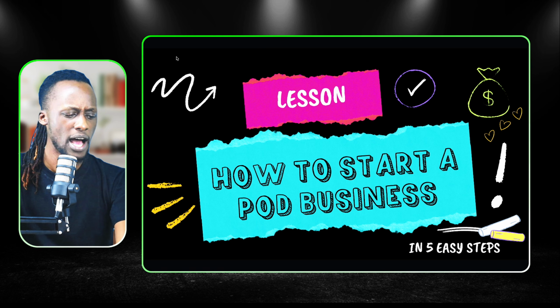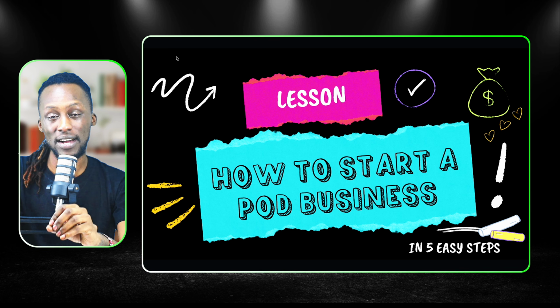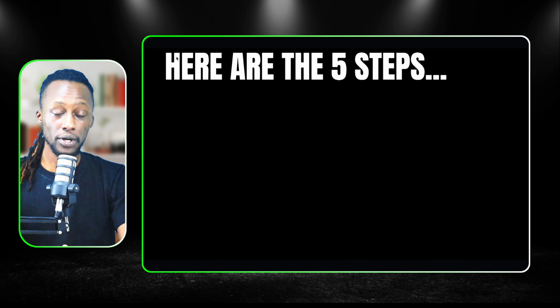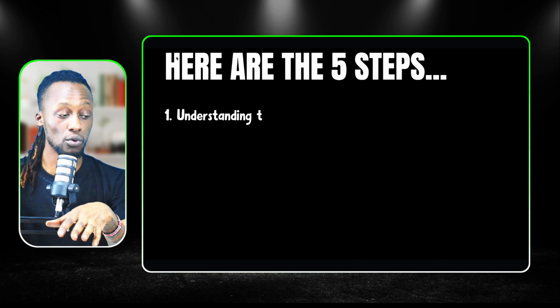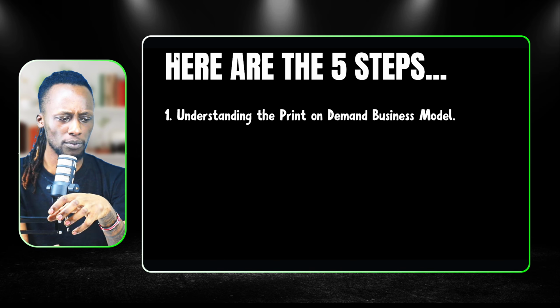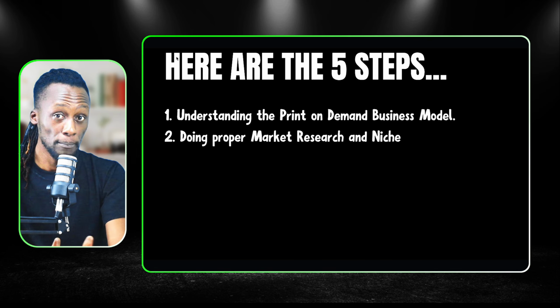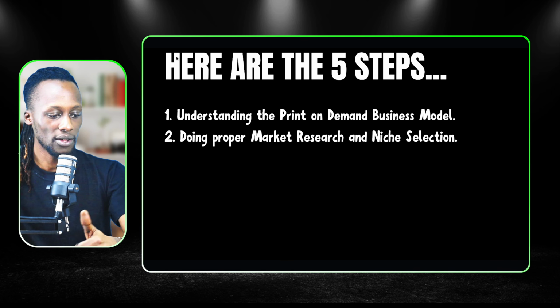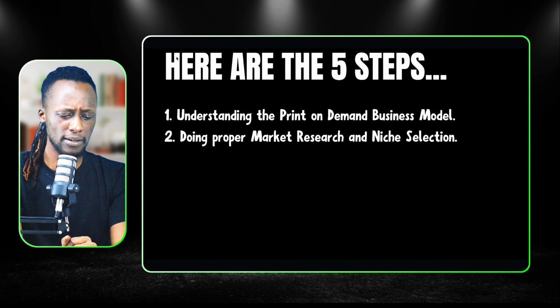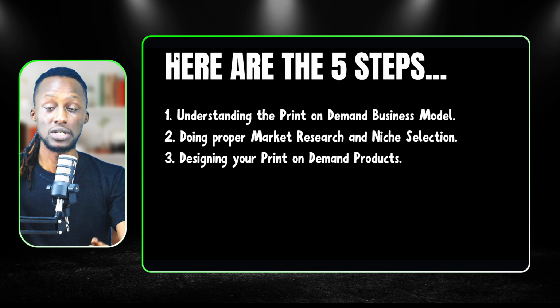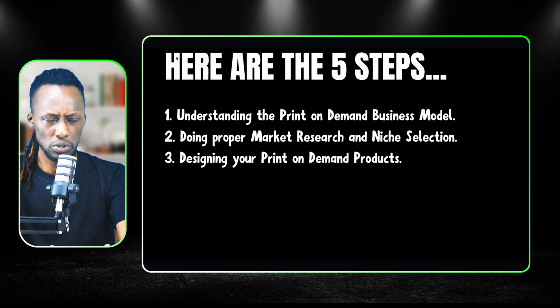We're going to talk about how to start your print-on-demand business in 5 simple steps. So let's do this. So here's what we are going to talk about. I'm going to break down for you. Number 1 is understanding the scope of the print-on-demand business model. Number 2 is doing proper market research. I'm going to touch a bit about that and niche selection. Number 3 is designing your products. Your print-on-demand products, what you need to look out for, some few tips here and there.